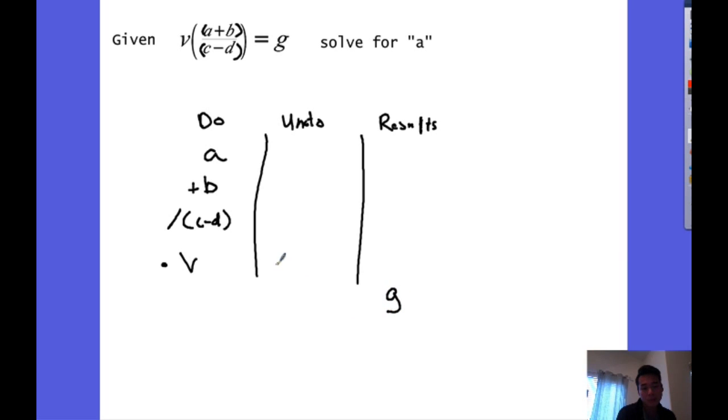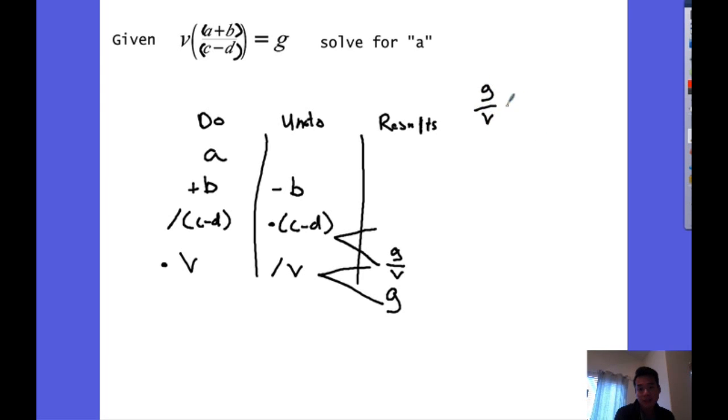So the first thing I need to do to both sides is divide by v. And then after that, I get multiplied by whatever c minus d is, or just c minus d, and then subtract b. Okay, so the first thing I'm going to do is take g divided by v. So it looks something like g divided by v. After that, I'm going to multiply by the quantity of c minus d, and this is what it looks like mathematically. I'm going to do it over here.